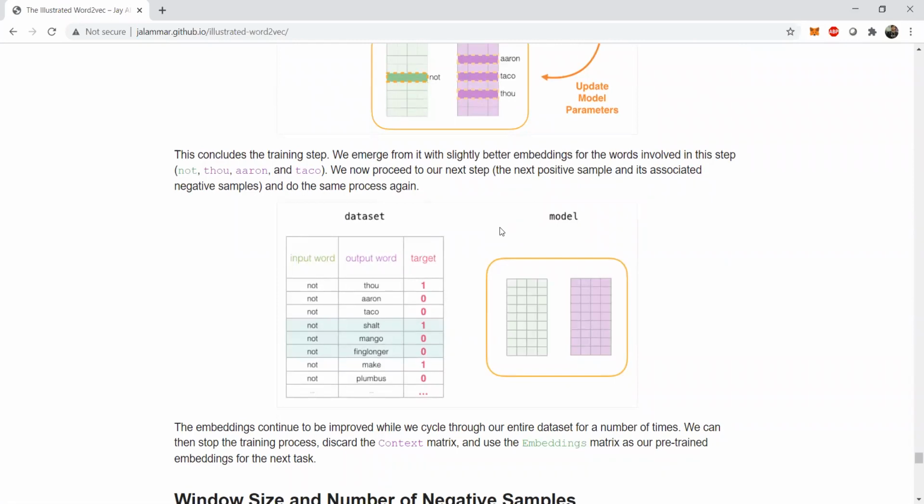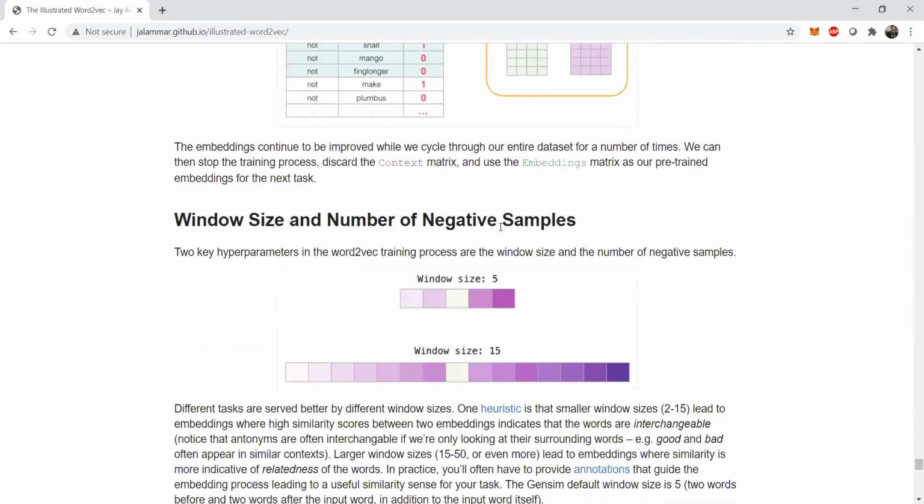This model training is effectively a skipgram, a sliding window based embedding model, which is trained on logistic regression. There are certain hyperparameters like window size and the number of negative samples that you want to take. The two key hyperparameters in the word2vec training process are the window size. In our case, we have taken a window size of 5 in our example, that is the thou shall not example, which Jay mentioned. Different tasks have different window sizes.